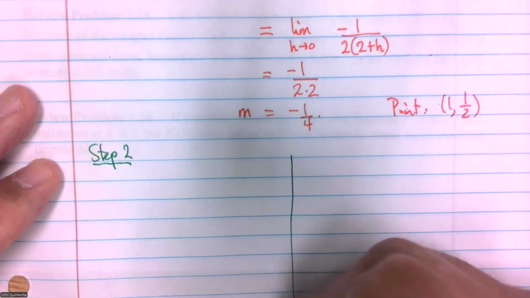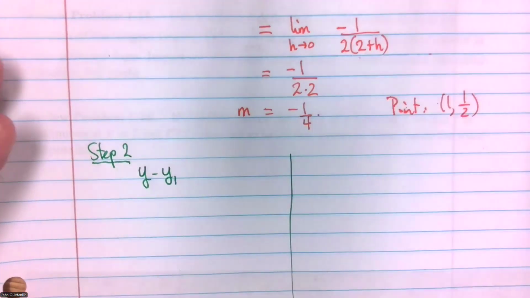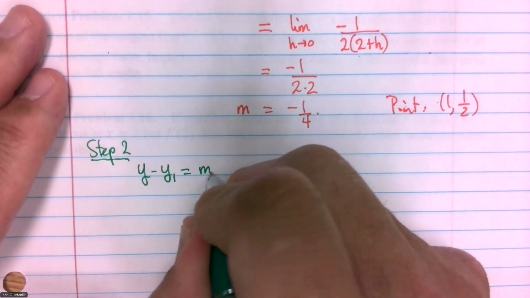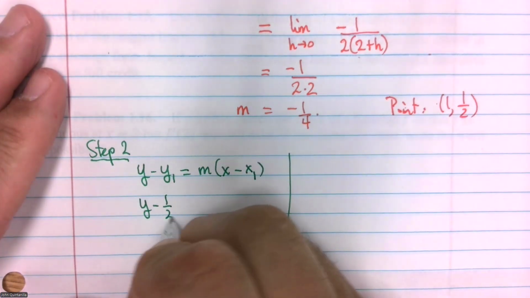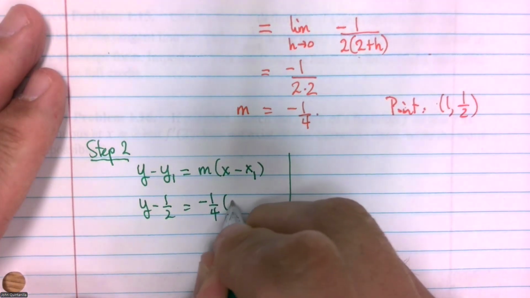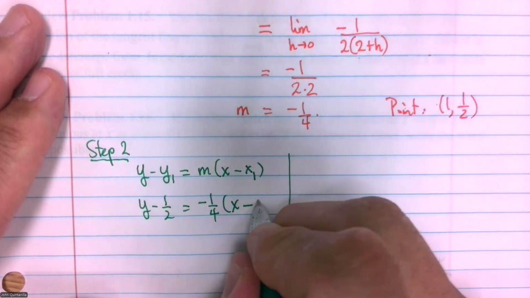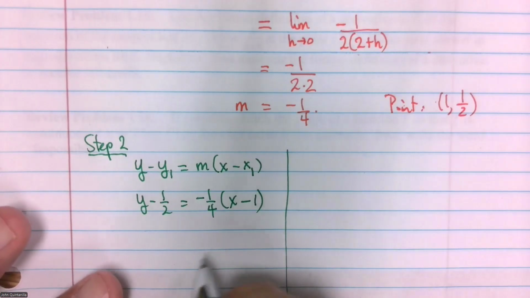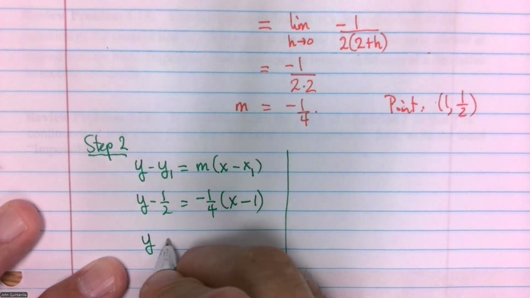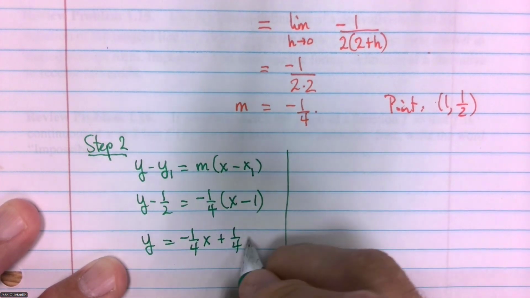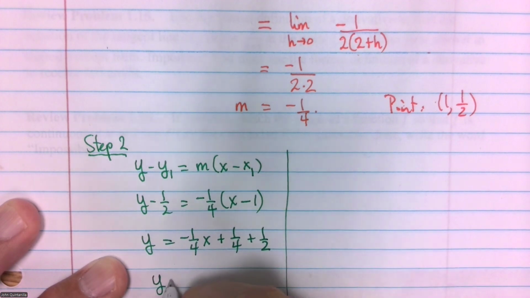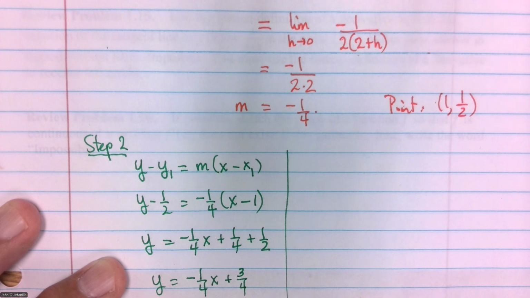Method 1, we will have that y minus y1 is equal to m times x minus x1. So y minus y1, my point is 1/2. My slope is -1/4. And the x-coordinate of the point on the line is 1. And so expanding out, we would have that y is equal to -1/4 x, then I have plus 1/4 plus 1/2. And so I'd have y is equal to -1/4 x plus 3/4. And so that would be one way of going about finding the equation of the tangent line.